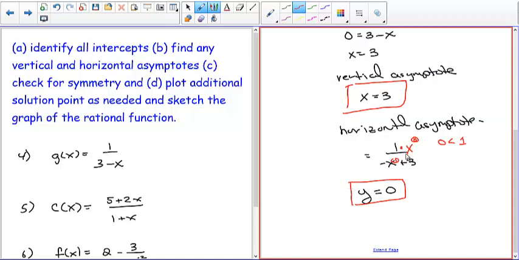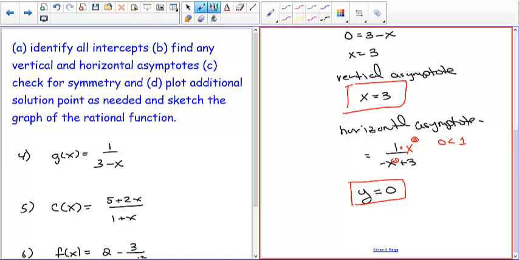One other way to think about this is, as x gets large, you're going to have 1 over a very large number. And whether it's positive or negative doesn't matter. If you get 1 over infinity, that's equal to 0, or 1 over negative infinity equals 0. So both of those give you the same answer, which is 0. So that's my horizontal asymptote.